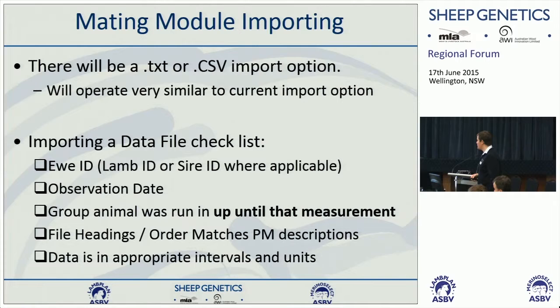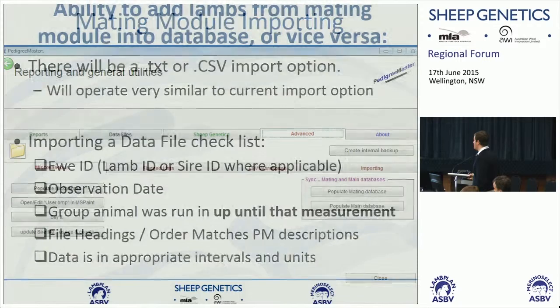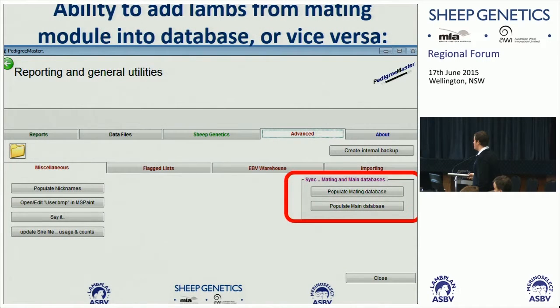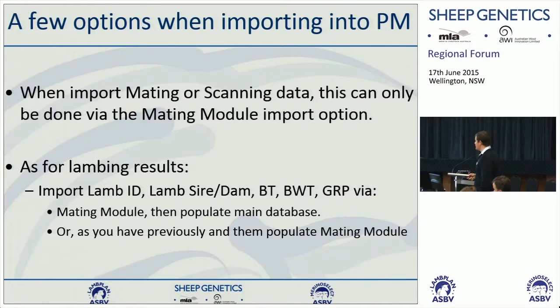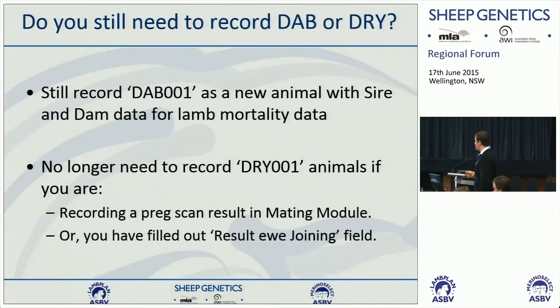So the mating module, I'll just fly over these because it's in your printouts that you can look at if you are relevant to using Pedigree Master or Pedigree Wizard. That's that process I was talking about before of populating the main database, bringing across all the animals that you've entered into the mating module into the main database, so you don't have to double enter all their tags.